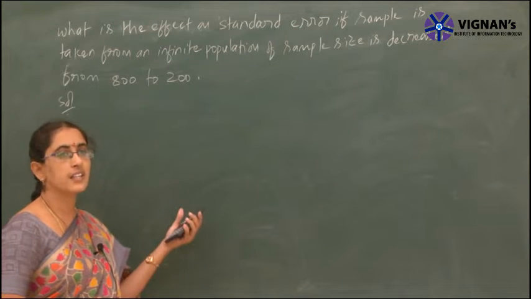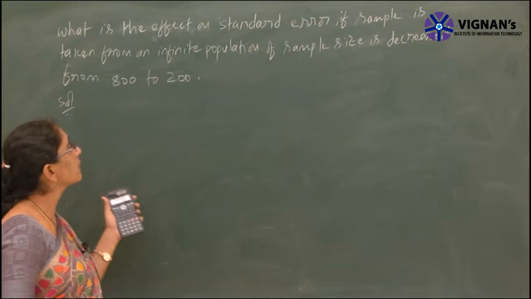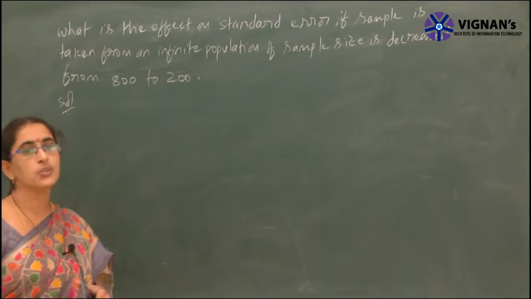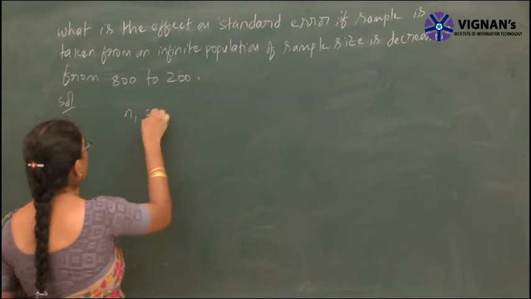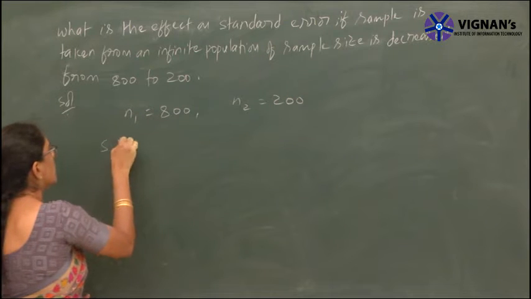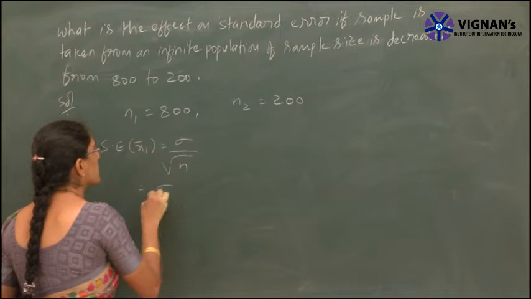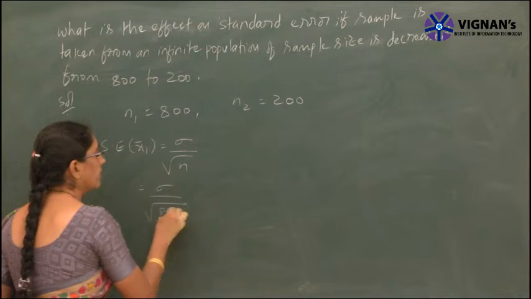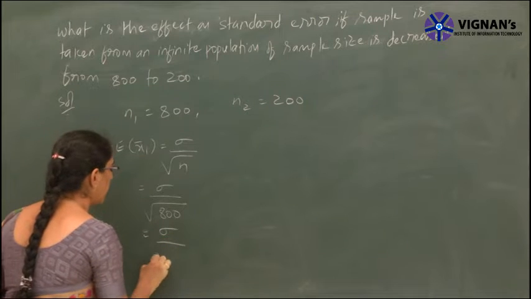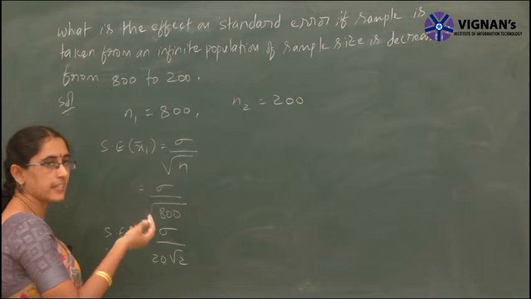Now let us see the same model here. What is the effect on standard error if a sample is taken from an infinite population of sample size 800 is decreased to 200? That means here n1 is 800 and n2 is 200. Then the standard error of x1 bar is sigma by root n. That means sigma by square root of 800. So square root of 800 means 20 root 2. So sigma by 20 into root 2. That is the standard error of 1, the sample size when it is 800.